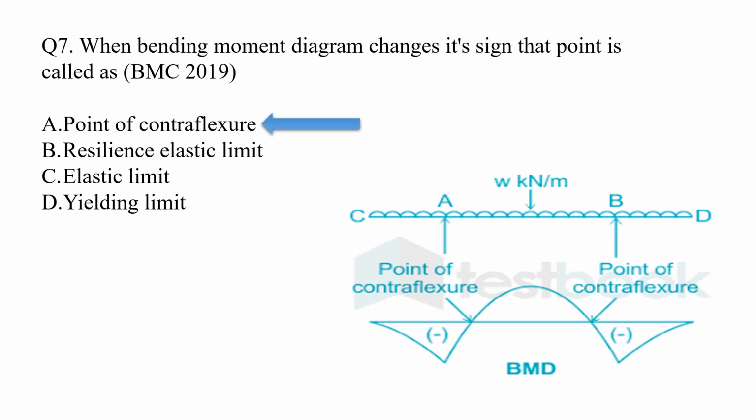So option number A is correct. And if the shear force diagram changes its sign, then that point is the point of contra shear. Point of contra shear in case of shear force, and point of contraflexure in case of bending moment, when they change sign from positive to negative or from negative to positive.